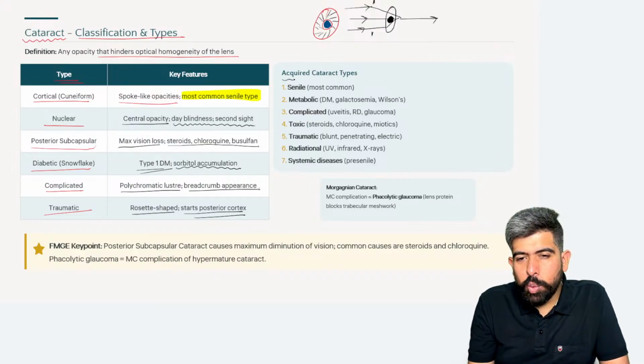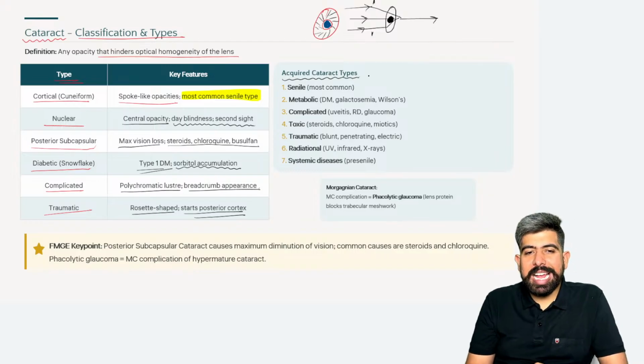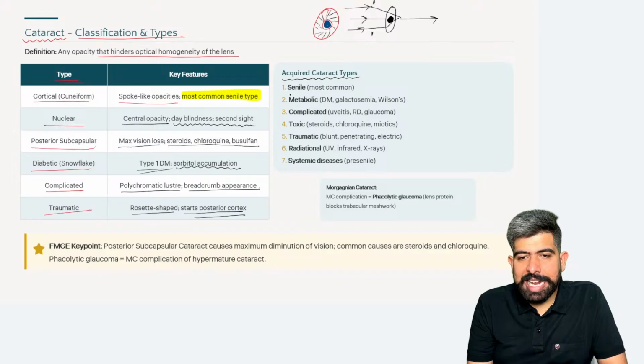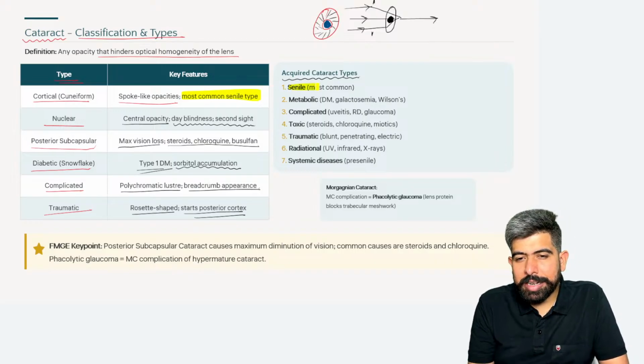Also, we have the acquired cataract type. Please remember, in the acquired type of the cataract, we have the senile, which is the most common. Please remember, the most common type of the cataract is the senile cataract.